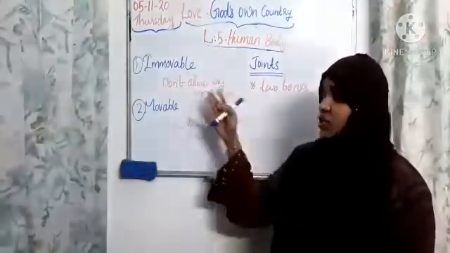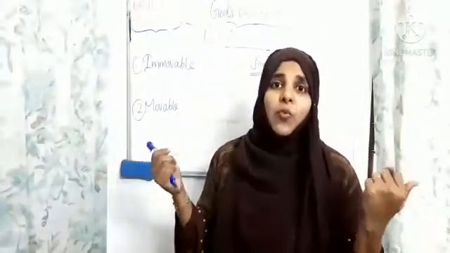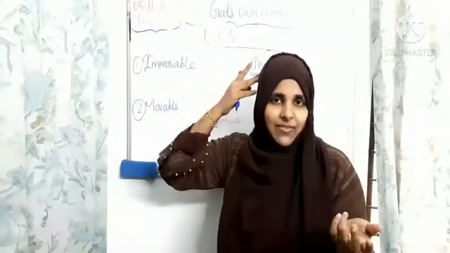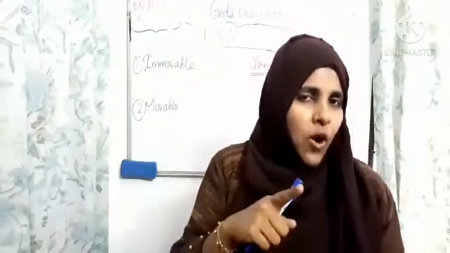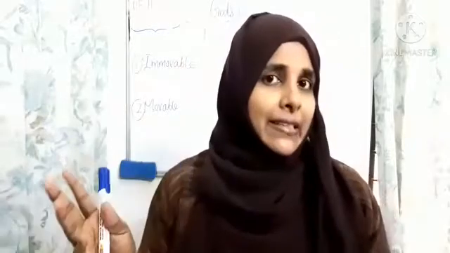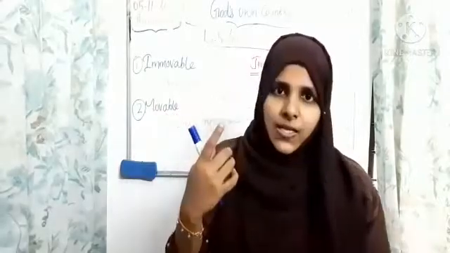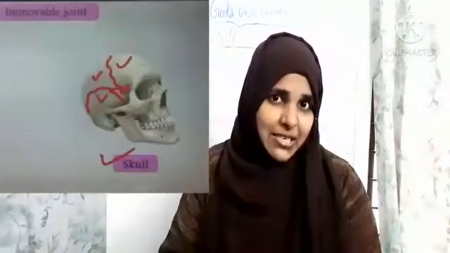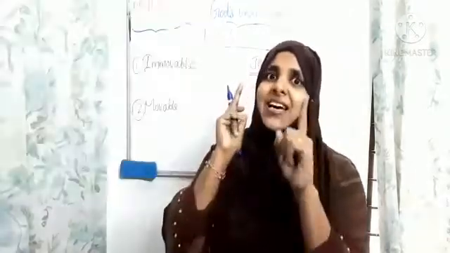Immovable joint means joints which don't allow any movement. In our body, which joint doesn't allow any movement? An example we can say is the skull. Skull is made up of two types of bones. What are they? Cranial and facial bones. You remember that one? We already learned it. And those bones couldn't move anywhere. They are not flexible bones. That's why our brain is protected in the skull.